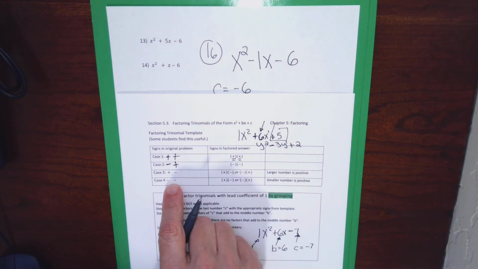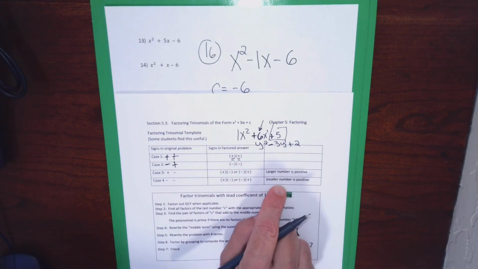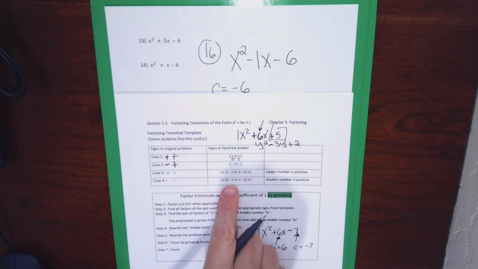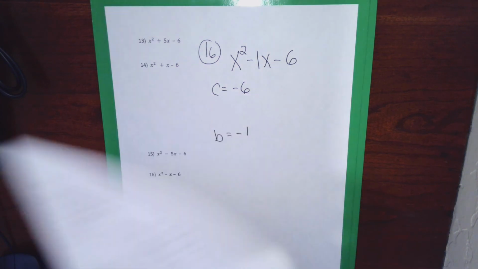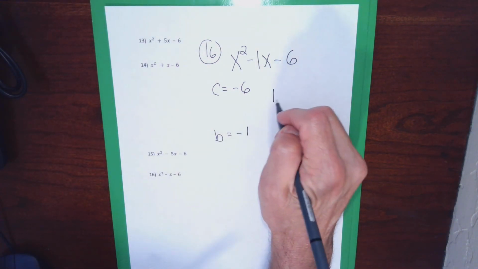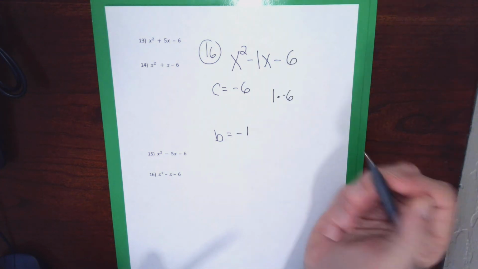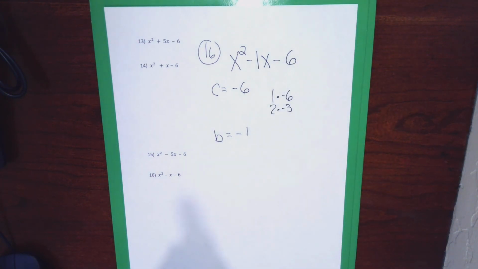So the numbers that I'm going to need to multiply out to be C need one positive and one negative, smaller number positive. So on my first step, I identify the C. I look to my template, it tells me I need one plus, one minus. They have to multiply to negative 6. The smaller number needs to be positive. So my choices are going to be 1 and negative 6. Those, one positive, one negative, smaller number positive, multiply out to be negative 6. Similarly, 2 and negative 3 also fit the bill. They multiply to negative 6, smaller number positive. Done with my first step.